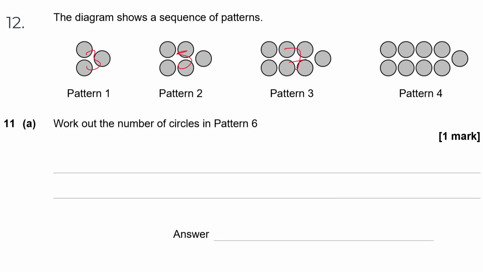The diagram shows a sequence of patterns, and you can see here that we've got 3, 5, 7 and 9 circles in those patterns. Work out the number of circles in pattern 6. Well, each one we're adding 2, aren't we? This is a +2 sequence. So if I'm going from pattern 4 to pattern 6, I'm going to be adding 2 and adding 2. So for my 9 plus 2 plus 2, it's going to take me up to 13, isn't it? It's going to be 13.